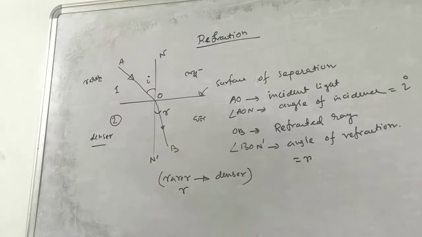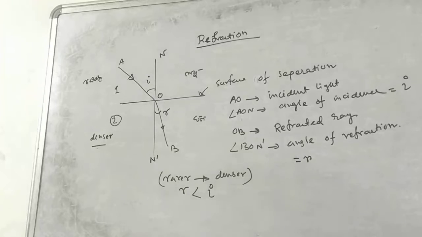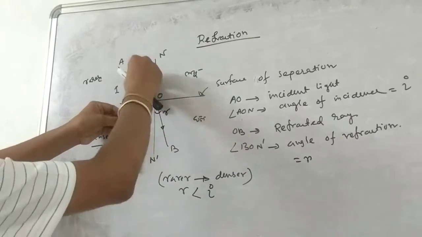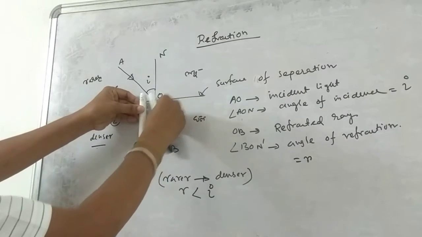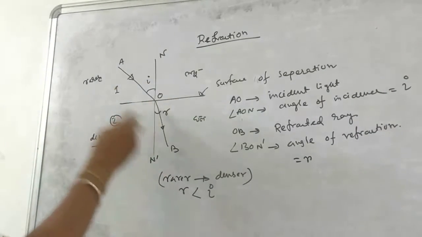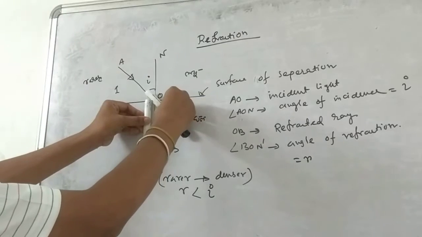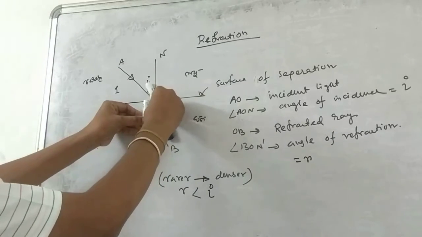angle of refraction R is less than the incident angle. Potisharan kon, apatan konke, choto hai. That means this refracted ray, this is the original direction, but it bends towards the normal. When light is refracted from rarer to denser, it bends towards the normal.